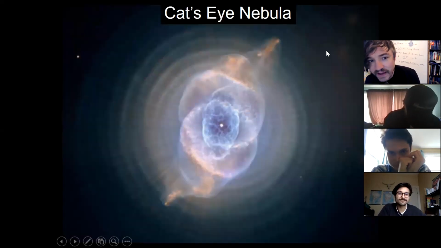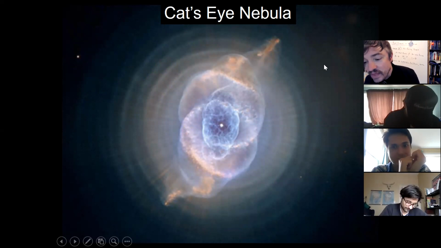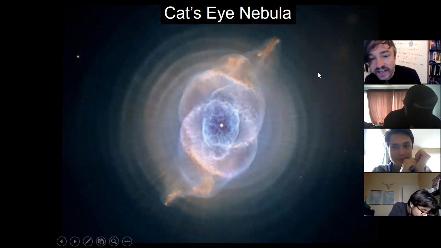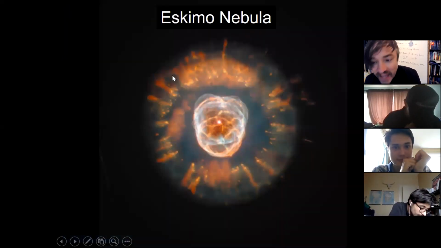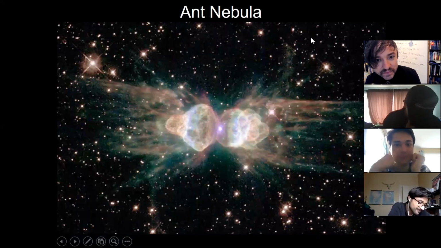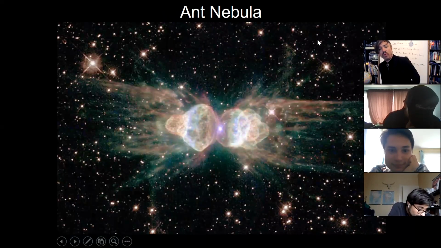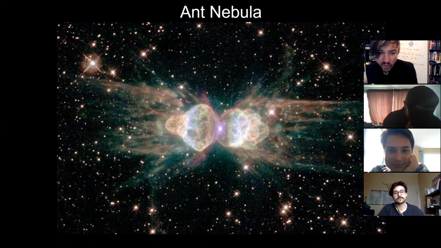Let's just look at a couple other famous ones. Here's the Cat's Eye Nebula. These are all one solar mass stars that kind of puffed themselves to death. The Eskimo Nebula, the Ant Nebula. What's going on here, Vladimir? Why does this thing look like an hourglass?